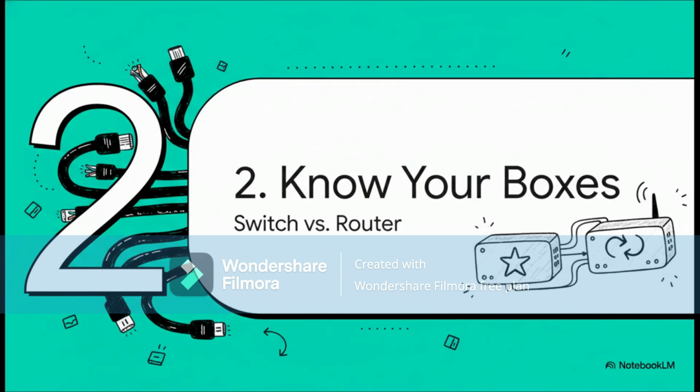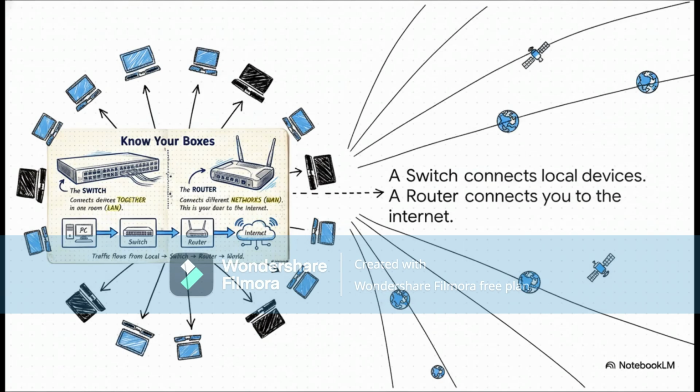Okay, so our cables are plugged in and they're secure. Now, what are they plugged into? Let's talk about the 2 most important little boxes that manage all of this network traffic. This picture shows the difference perfectly.